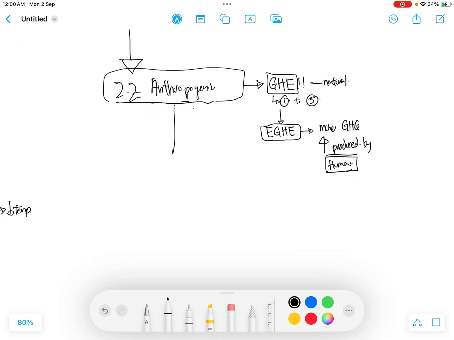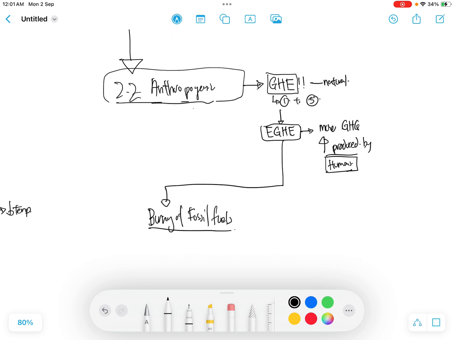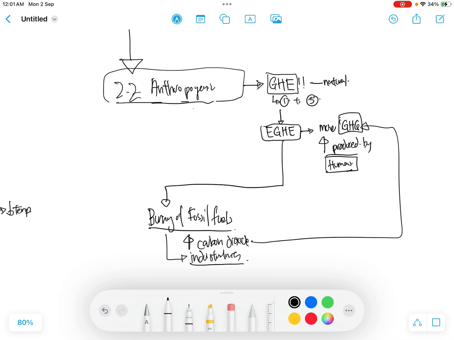Okay, so what are the anthropogenic factors that we are looking at? What are the causes of this enhanced greenhouse effect? Firstly, it is the burning of fossil fuel. The burning of fossil fuels actually releases high carbon dioxide, which is a greenhouse gas. And why do we burn fossil fuel? Because it's for industrialization, for human activities, for powering and providing electricity, and so on and so forth.